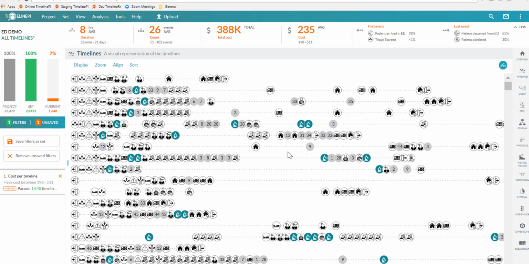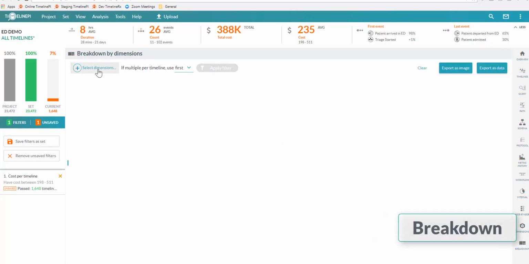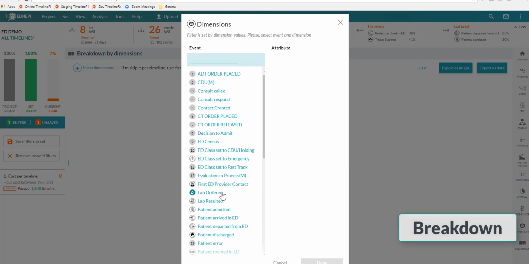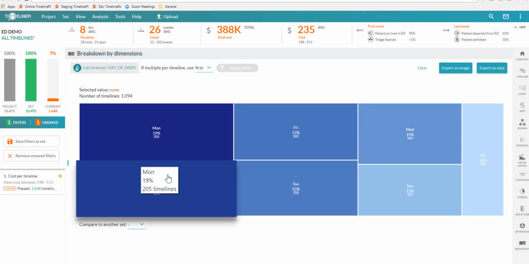Where and when and why is this actually occurring? Where are these? Are there any trends in the data that allow us to point towards where they're most commonly occurring, these high expense patient encounters? And we can use the breakdown mechanism to do that. So we can break it down by, let's say, the means of arrival or the day of the week, and see if there's anything that stands out.